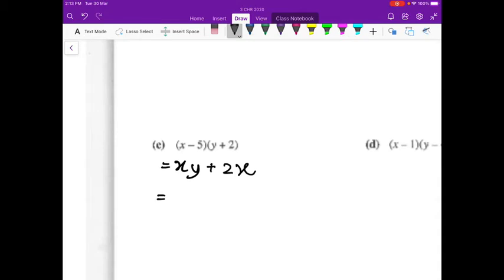Okay, now what are you multiplying next? Don't need to look at your work already. Tell me which one times which one? Minus 5 times y. Okay, negative 5 times positive y. Answer positive or negative? Negative times positive. Negative. Yes, okay, put a negative sign.